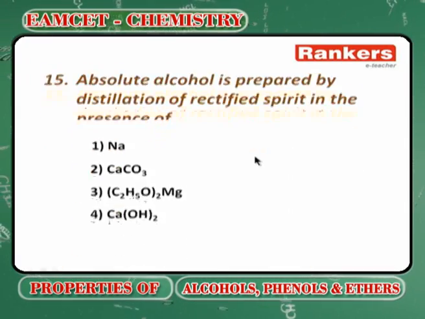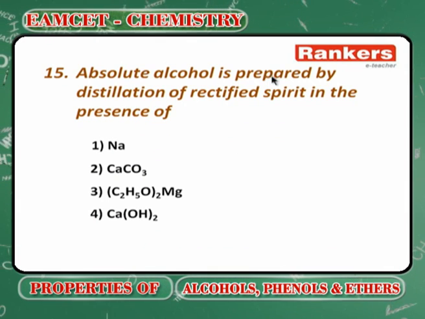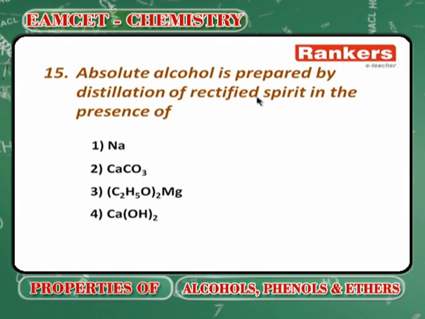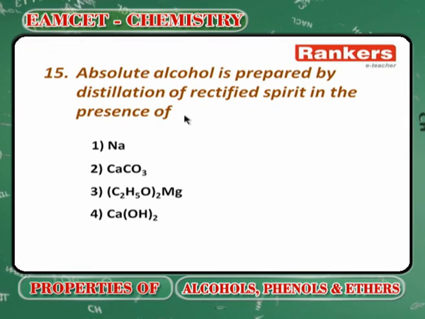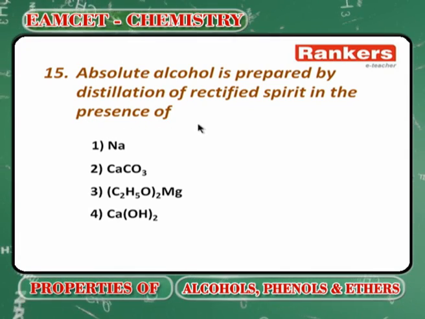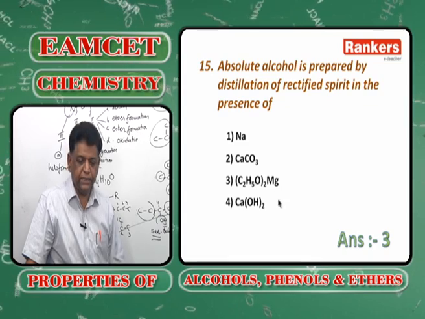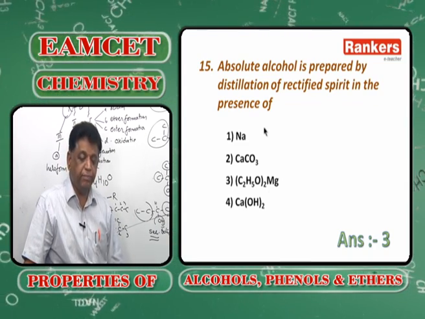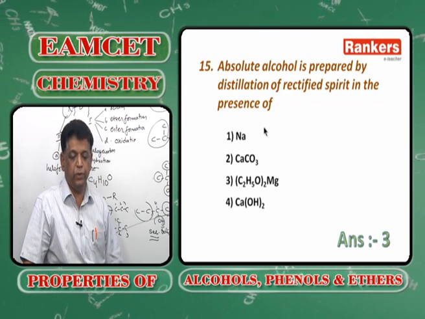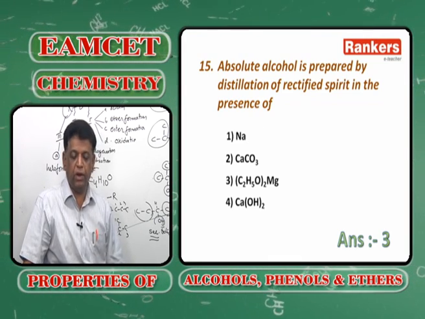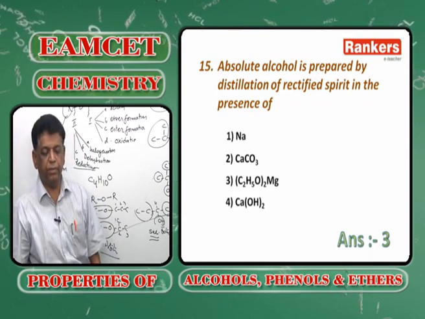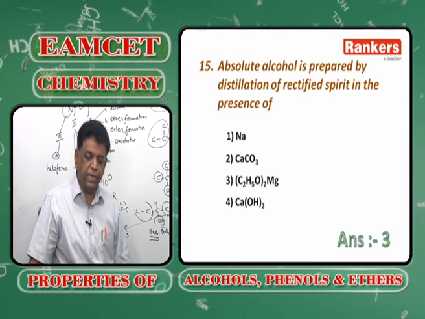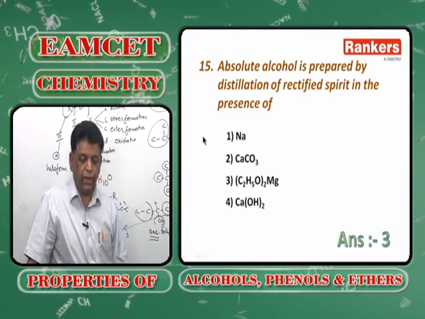Next, absolute alcohol is prepared by distillation of rectified spirit in the presence of magnesium ethoxide. Just now we have answered this. The third one is the right answer. Calcium carbonate, calcium hydroxide and calcium chloride form salts with the absolute alcohol, therefore they are not recommended. Calcium oxide is recommended. Magnesium ribbons or magnesium ethoxide are the recommended ones.